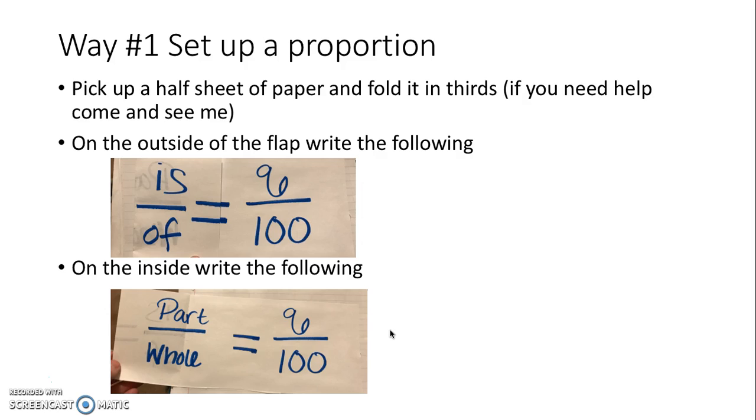On the outside of the flap, when it's closed, you're going to write "is over of equals percent over 100." Once you open up that flap, you're going to write "part over whole," and then it'll already say percent over 100. This is just a little saying that we're going to use to make sense of the word problems we are going to be solving. Is over of equals percent over 100. This is a very important thing for us to remember and memorize to help us solve these problems.